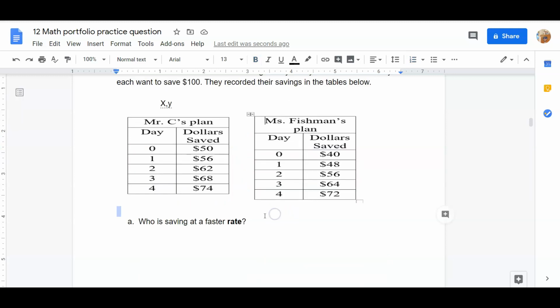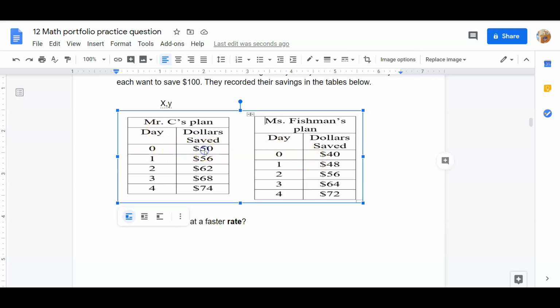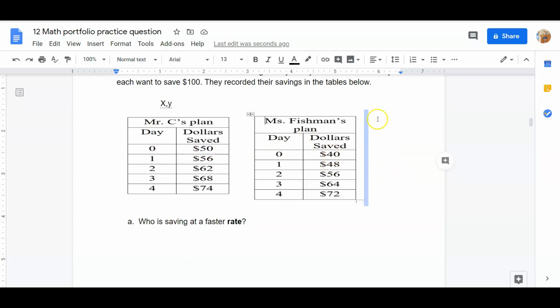So let's see. The first thing we need to see is on day 0 what each person had. So on day 0, Mr. C had $50 saved, and on day 0, Ms. Fishman had 40. That's just the amount of money that we had in our banks. That has nothing to do with our saving rate. It's just the amount of money that was in our banks when we started.